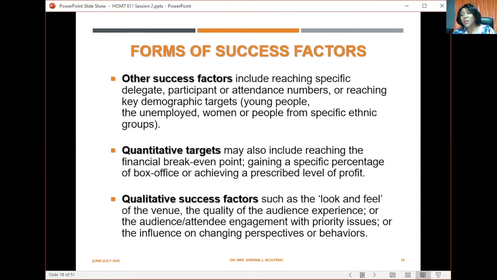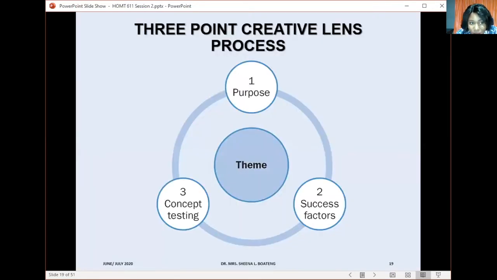However, you have to determine this prior to organizing the event, so that while you are organizing the event, you can be ticking the boxes on whether or not these targets that you set in the beginning to measure your success are being met. Please, do we understand? Yes, please.